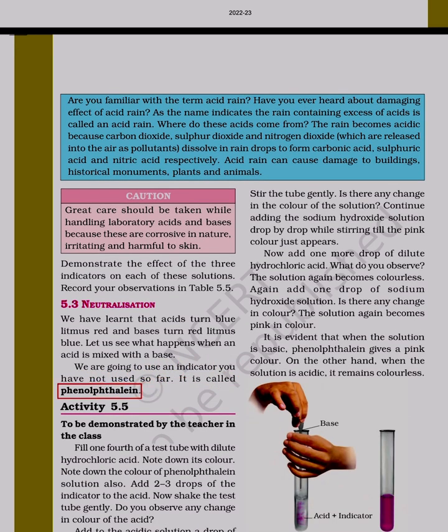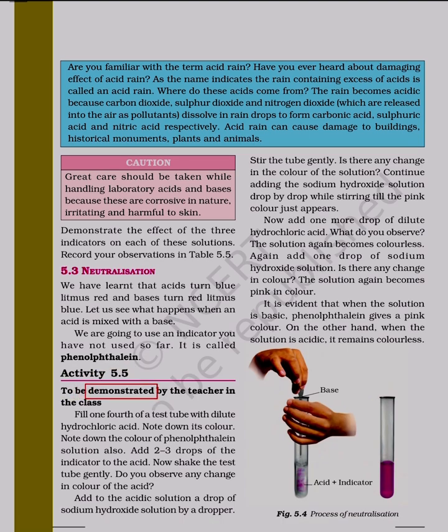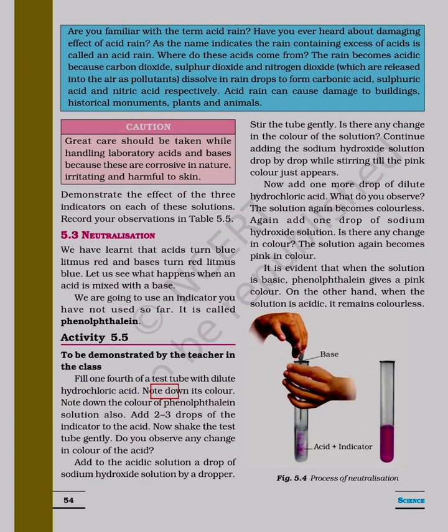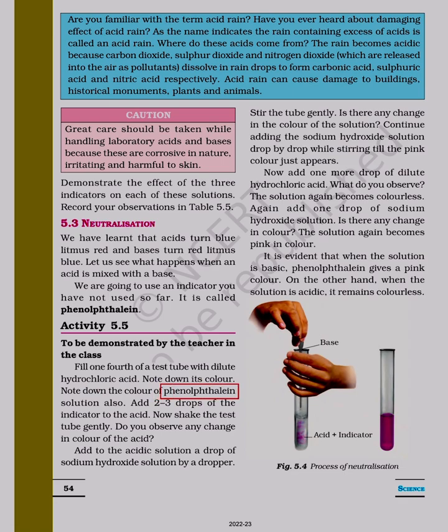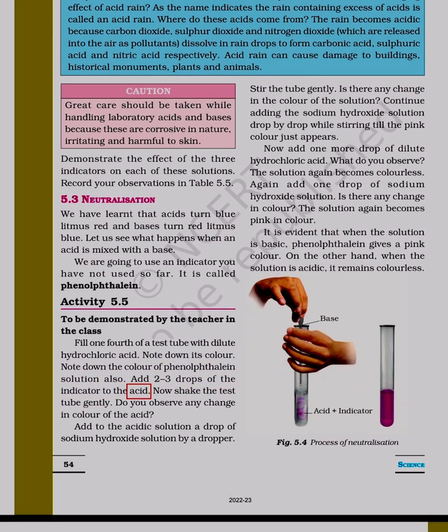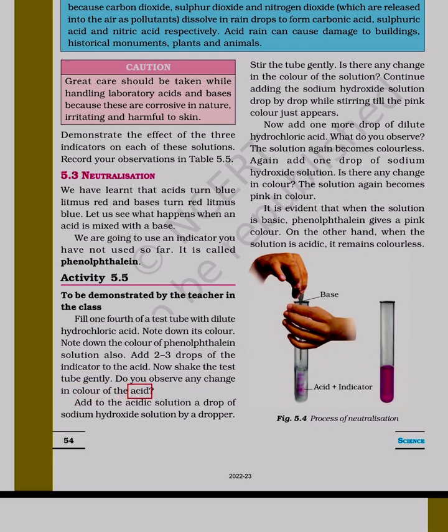We are going to use an indicator you have not used so far. It is called phenolphthalein. Activity 5.5. To be demonstrated by the teacher in the class. Fill 1/4 of a test tube with dilute hydrochloric acid. Note down its color. Note down the color of phenolphthalein solution also. Add 2 to 3 drops of the indicator to the acid. Now shake the test tube gently. Do you observe any change in color of the acid?